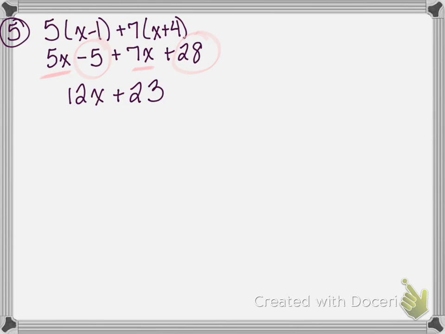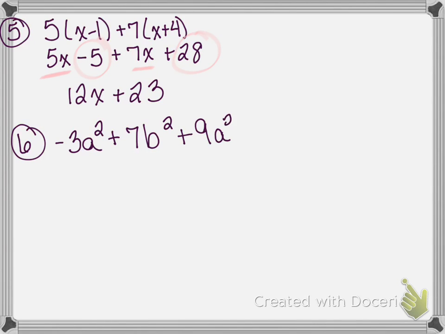Now, number 6 says -3a squared plus 7b squared plus 9a squared minus 2b squared. Okay? This one I threw in there to remind you that like terms is the same variable raised to the same exponent. So the fact that I've got a squared and b squared, I can combine my a squareds and I can combine my b squareds.